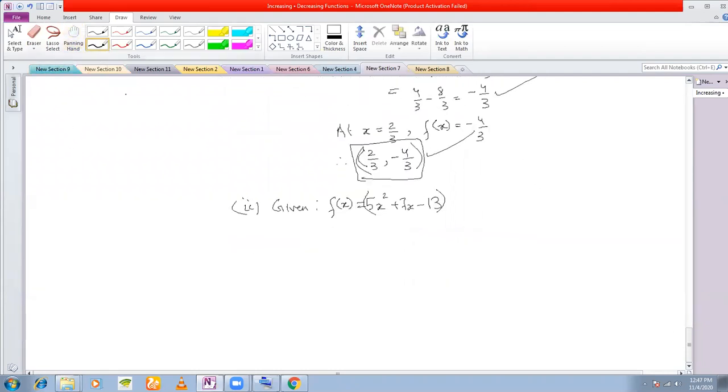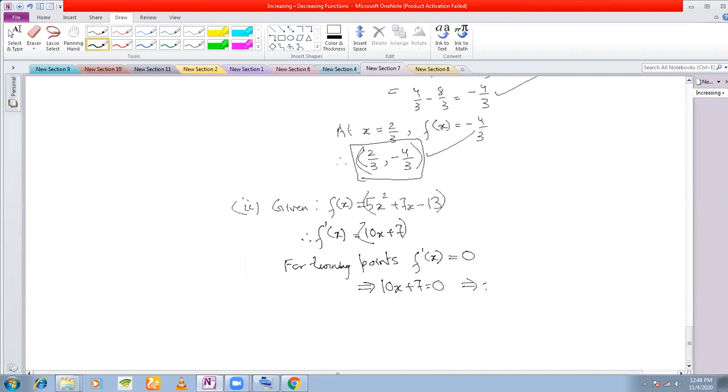First, we shall find out the first derivative. Therefore, what is f dash x? f dash x is 10x plus 7. For turning points, there can be more than one turning point; we'll see later in another example. f dash x is equal to 0. So you get 10x plus 7 is equal to 0, so x is equal to minus 7 by 10. So you get the x coordinate of the turning point.